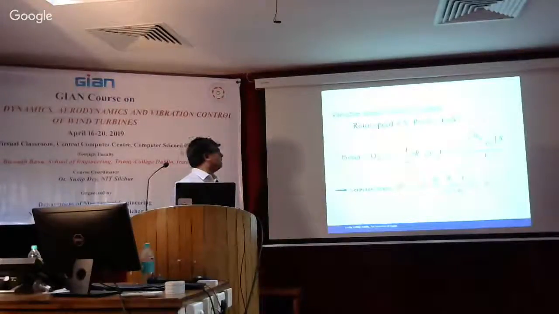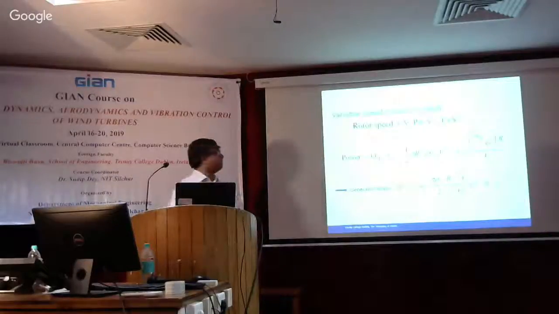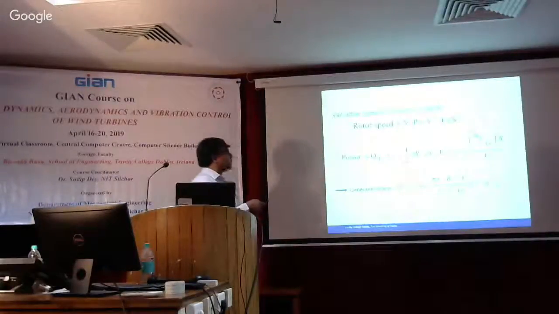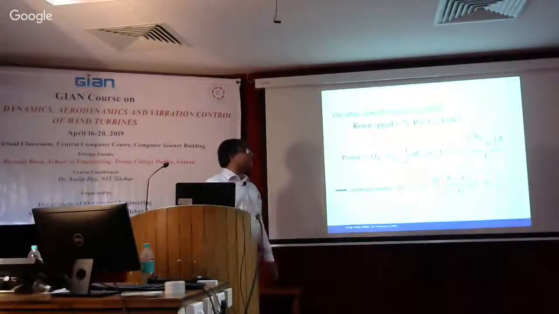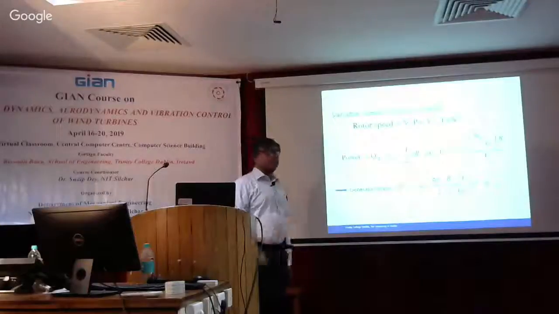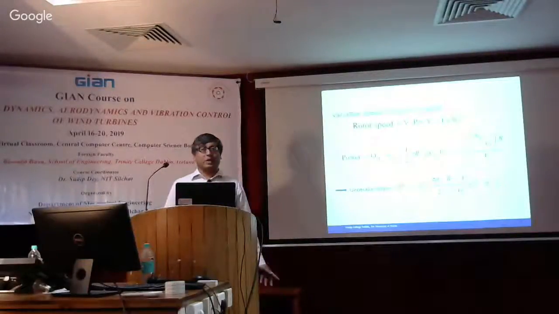Now, in this case, obviously, mathematically, we can say that rotor speed is proportional to the wind speed. The speed of rotation of the blade is proportional to the wind speed. The power is proportional to the cube of the velocity. We know the cube law for power. And we also know that the thrust is proportional to v squared, or velocity squared, because it comes from half rho v squared, right?